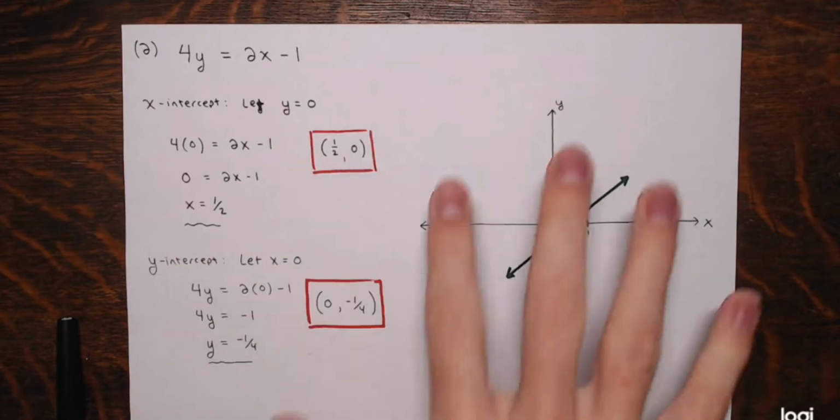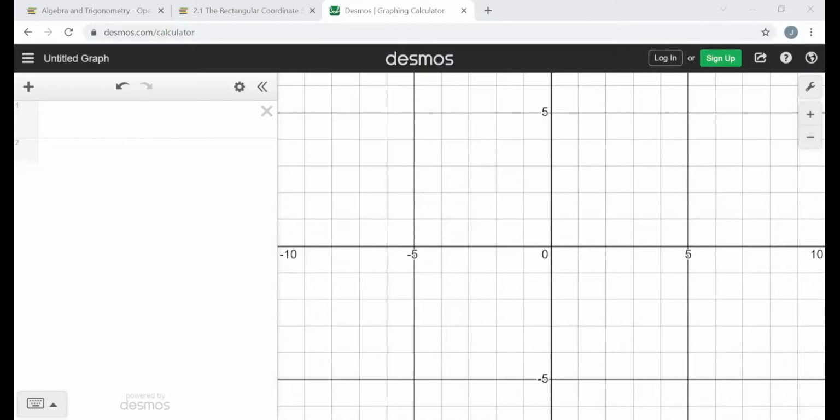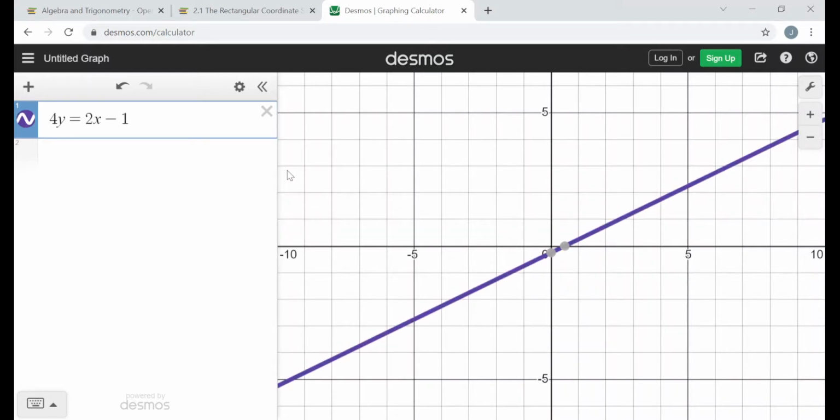All right, and then just to verify that our work is good, let's go to this Desmos site. I'm going to enter this equation that we were given. 4y equals 2x minus 1. And you see the gray points highlighted there, one on the x-axis, one on the y-axis. See the x-intercept, 1/2, 0.5, comma 0. That's exactly what I had in my hand drawing. And see the y-intercept, right? On the y-axis, 0, comma, negative 0.25. That was negative 1/4. That's exactly what I had in my drawing.